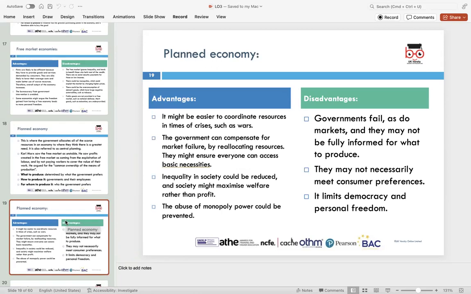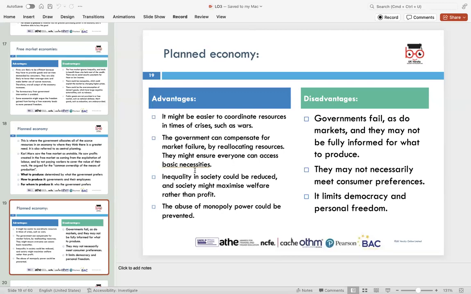There are some advantages and disadvantages. It might be easier to coordinate resources in time of crisis. Government can compensate for market failure. Inequality in society could be reduced, and society might maximize welfare rather than profit. Abuse of monopoly power could be prevented.